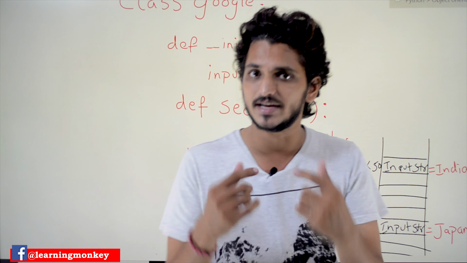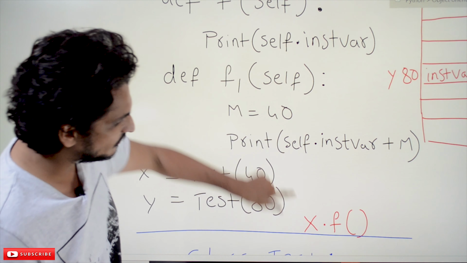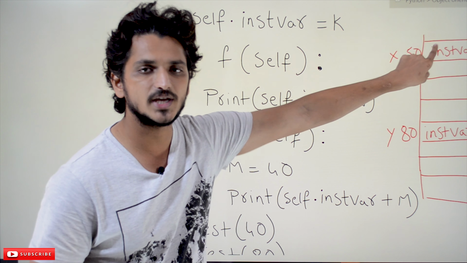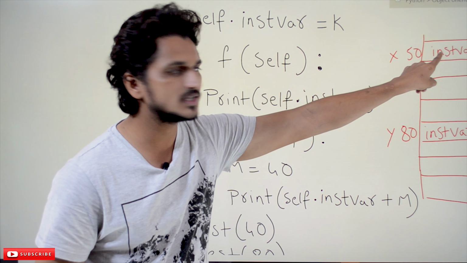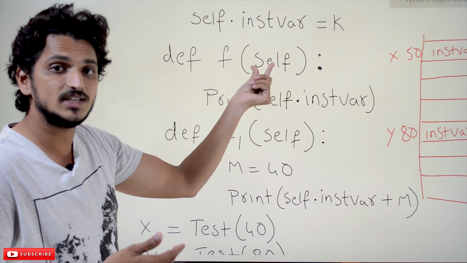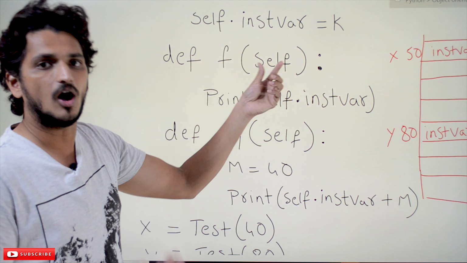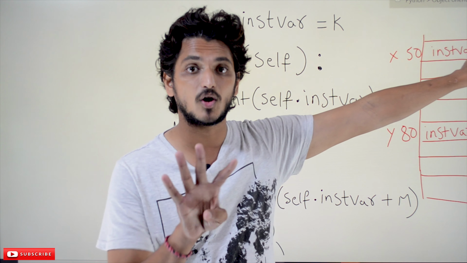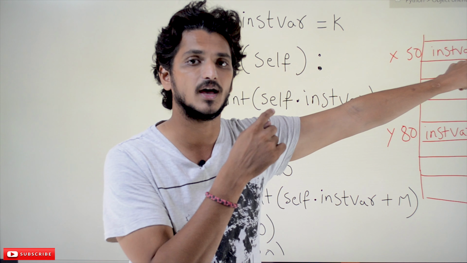x dot f of, means we are calling a function x dot f of. What happens here? Let's understand. Whenever we call the function, the first variable is self, means x is pointing to this object, this memory location, and this 50 is assigned to self. Whenever we want to access the instavar from the object, self dot instavar, this instavar has a value 40, means this is the x object.